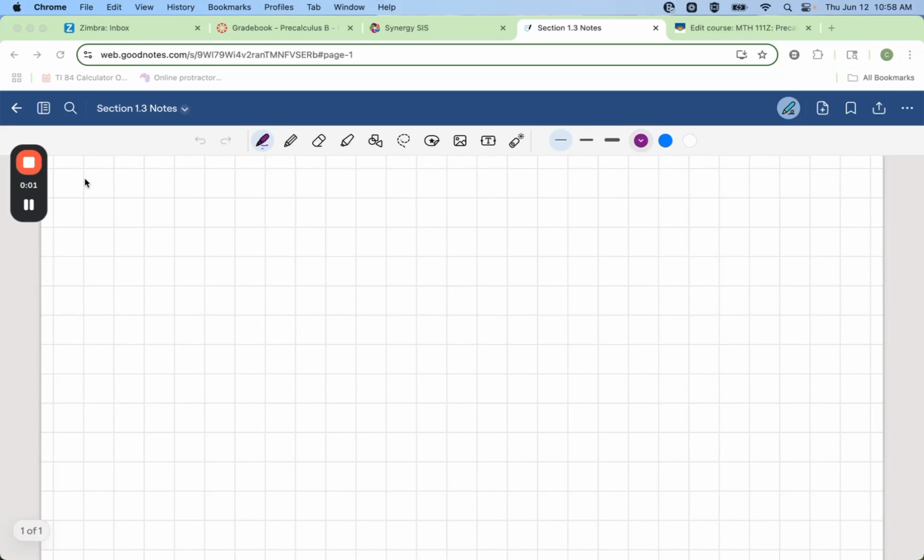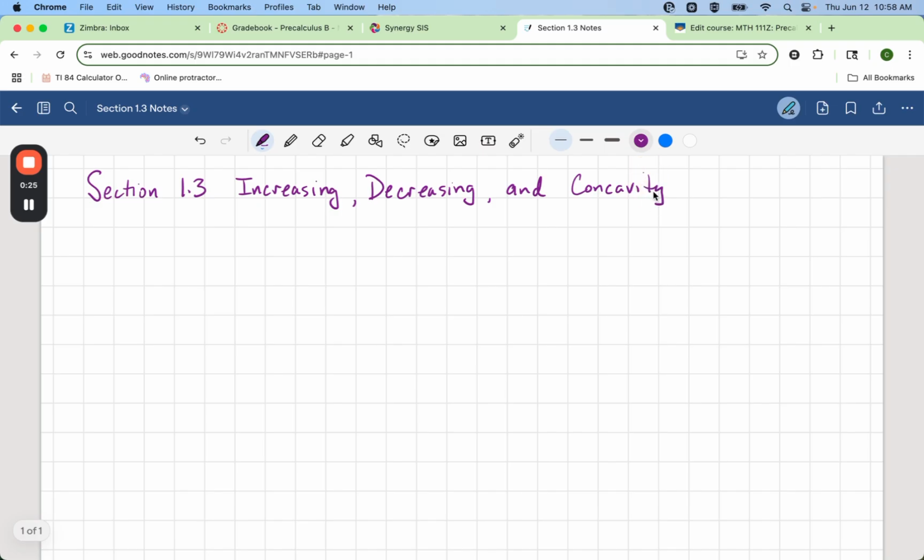Hi everyone, we are off to section 1.3 today. Section 1.3 is entitled Increasing, Decreasing, and Concavity. But before we talk about those three, we are going to talk about average rate of change. So let's make that definition.